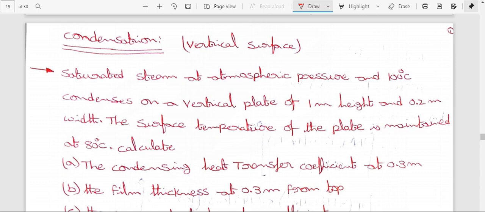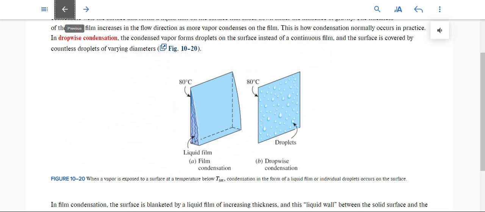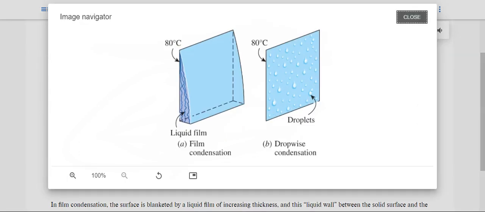In this condensation process we have two types. The first one is drop wise condensation and the second one is film wise condensation. This is the film condensation diagram, and the second one is drop wise condensation.